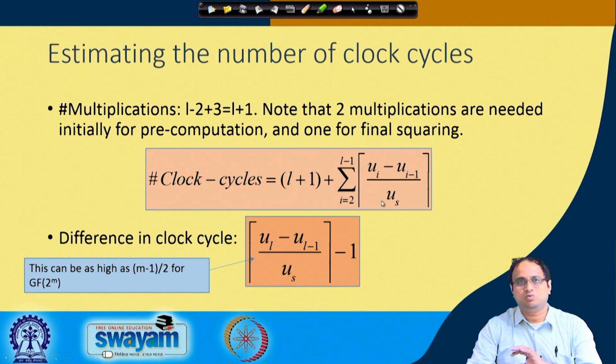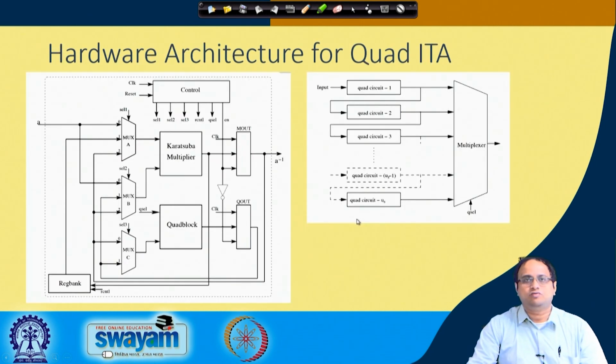But note that since we are doing quadding instead of squaring, we also need a corresponding architecture where we do not have a cascade of squarings, but a cascade of quads. Here is a corresponding architecture for that. Let us take some time to understand how this architecture works.